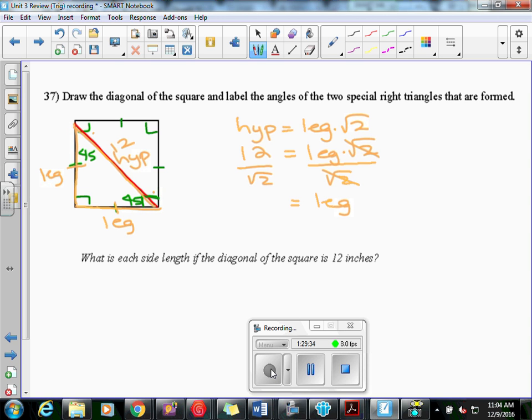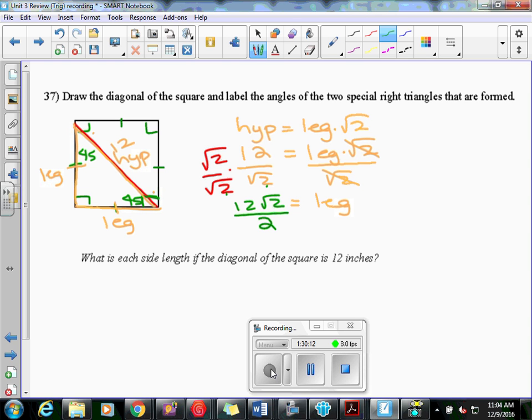So what are you going to have to do to get rid of the radical in the denominator? Rationalizing. We're going to rationalize this. So to rationalize, we're going to multiply both the numerator and denominator by the square root of 2. Now, if I multiply straight across the top, straight across the bottom, on the top I'll have 12 times the square root of 2. And on the bottom, the square root of 2 times the square root of 2 is the square root of 4. But what is the square root of 4? It's 2.